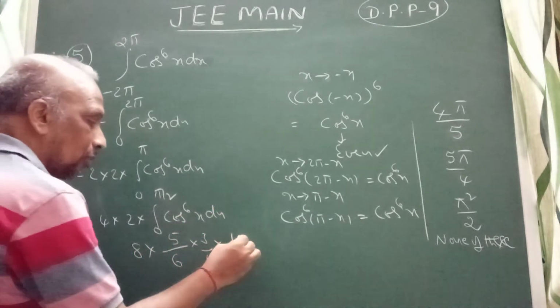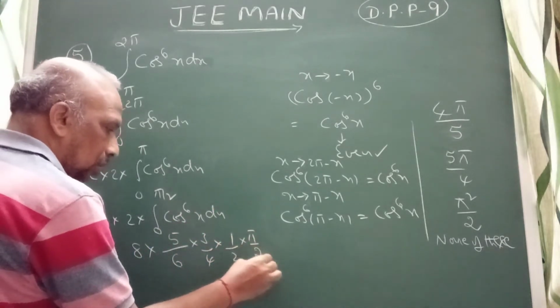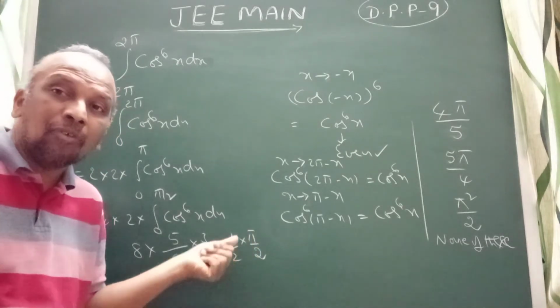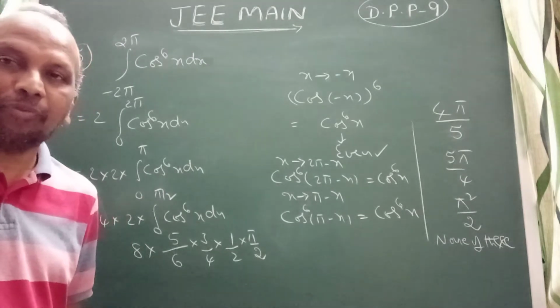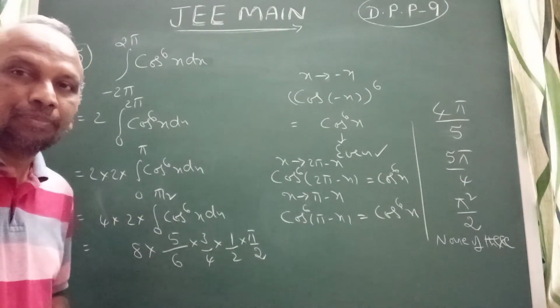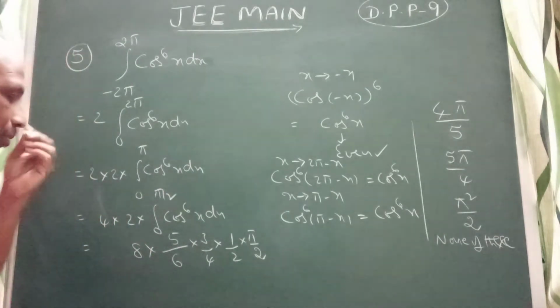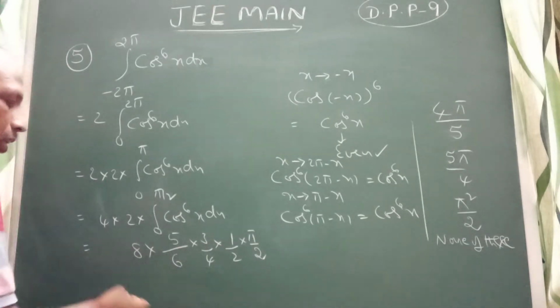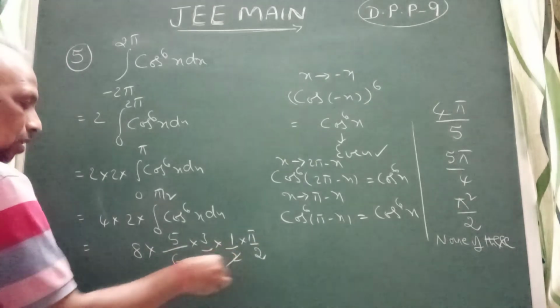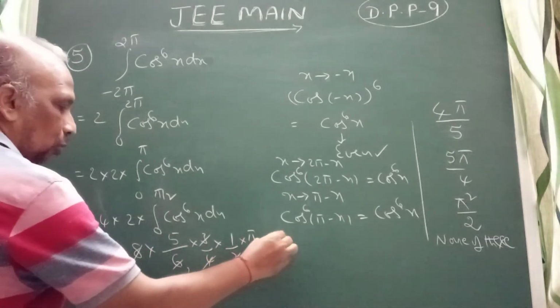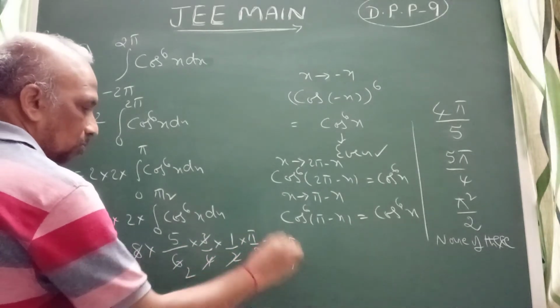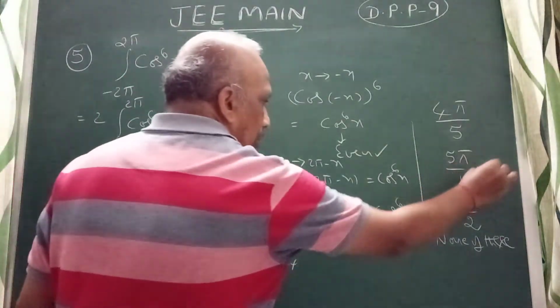Since the limits are 0 to pi by 2, if the ending fraction is 2 by 3 into 1, then we get like 3 by 4, 1 by 2 into pi by 2. Now you simplify this. 8 and three 2's, the answer is 5 pi by 4. We get 5 pi by 4.